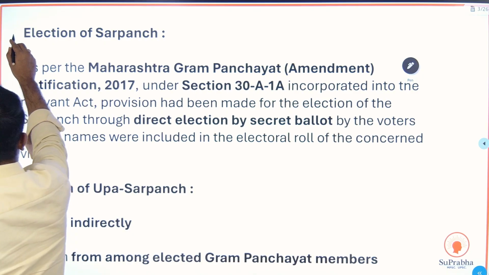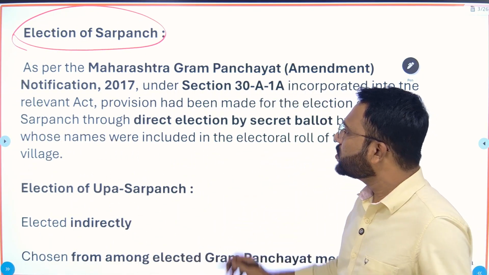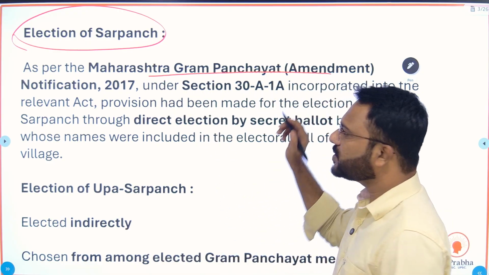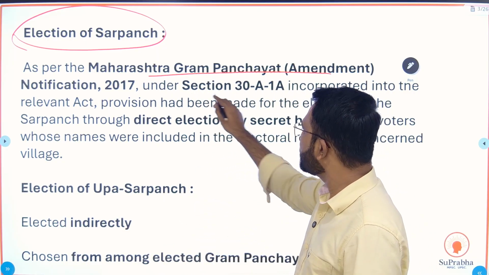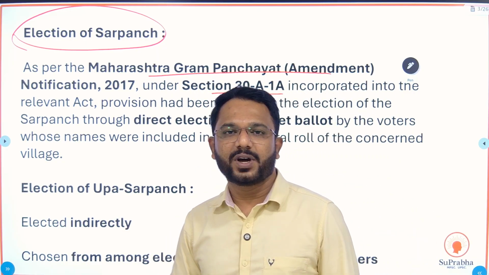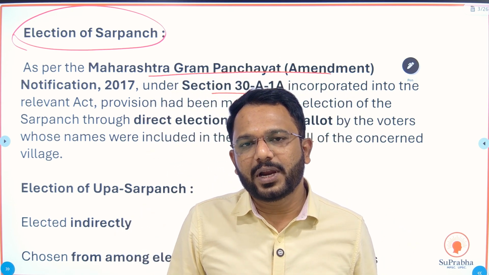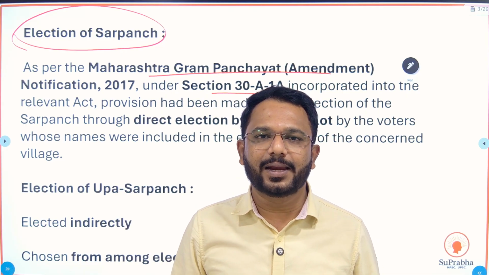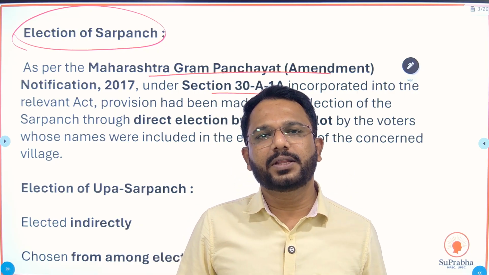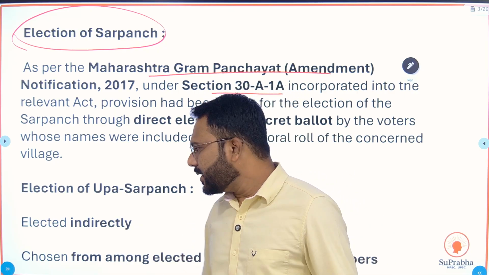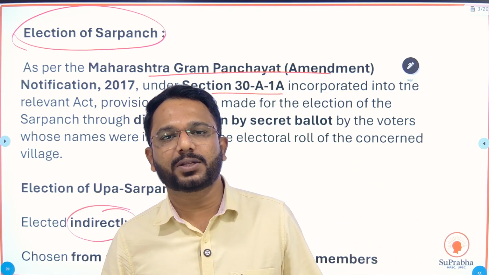The next topic is election of Sarpanch. As per the Maharashtra Gram Panchayat Amendment Act 2017, the government has amended section 30A subclause 1A, in which they have introduced a new method of election in which the Sarpanch is directly elected by the villagers whose names are enrolled in the electoral rolls. Upsarpanch is elected indirectly by the elected members of Gram Panchayat.